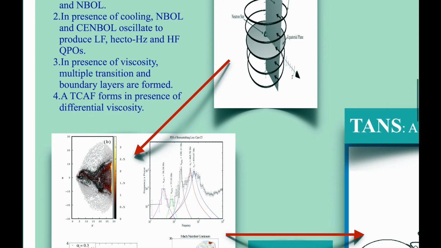Now when cooling is present in such a system, these shocks oscillate and they can actually form all the variations in the power density spectra that are seen in observation. You get the low frequency QPO, you get the higher or kilohertz QPOs as well as the hectohertz QPO.